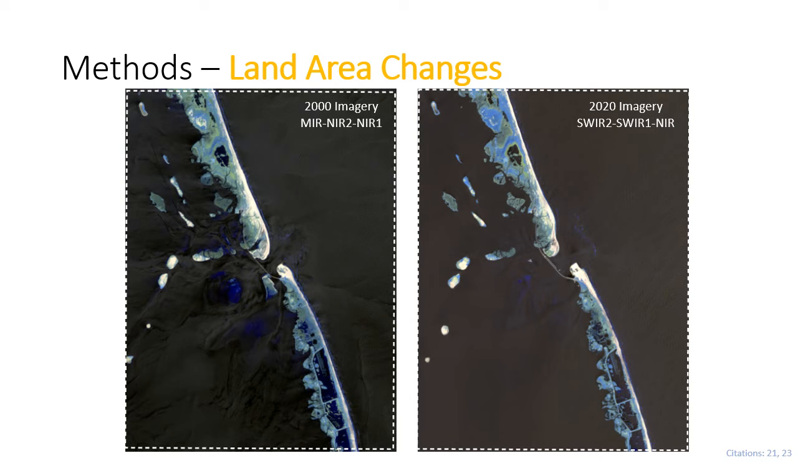Here's a false color band combination to really highlight land-water interface. The band combinations are a bit different because the left is Landsat 7 and the image on the right is Landsat 8.